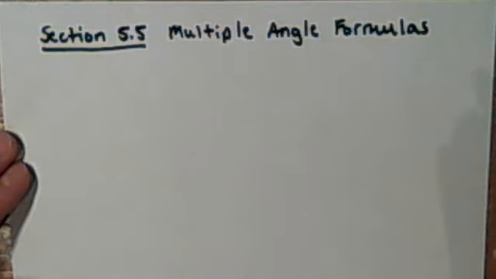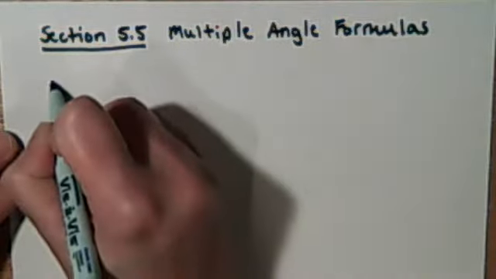Hello, today we're going to be looking at section 5.5 and we're going to talk about multiple angle formulas. Now this section actually deals with four types of identities: those involving multiple angles, those involving squares, half angles, and products. But today we're going to focus on just one type of identity, and that is the double angle formulas.